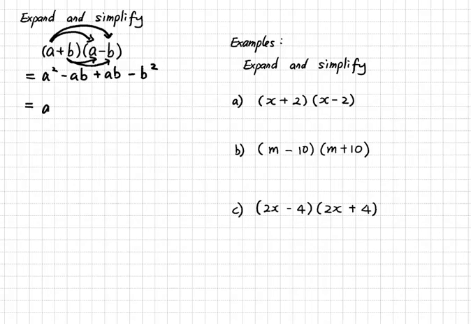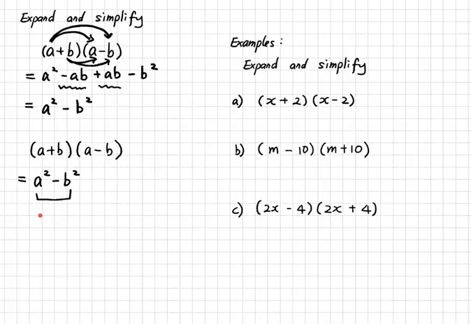Tidy up a little bit, so we have a squared here, but you realize that you have negative ab plus ab. They cancel each other out, become 0. So therefore, the only things left is a squared minus b squared. If you observe the question, you have a bracket times by a bracket, but what you have is the same terms but with the opposite signs. We can make this conclusion straight away. So this will equal a squared minus b squared. Now we call this the difference between two squares.